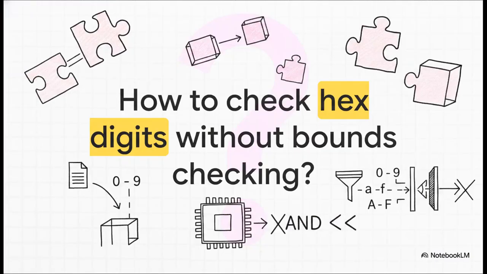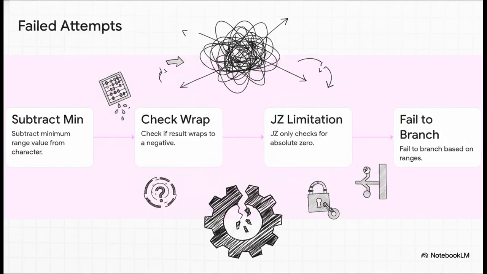I want you to really think about this puzzle for a second. How do you check if a character you just read from a text file is a valid hexadecimal digit, meaning it's 0 through 9, lowercase a through f, or uppercase A through F, when you have no basic comparison instructions and no bounds checking? In a normal system, you just write, if character is greater than or equal to a and less than or equal to f, but we have no AND and we have no less than. So what do you do? The developer logs show this agonizing series of increasingly convoluted attempts to solve this.